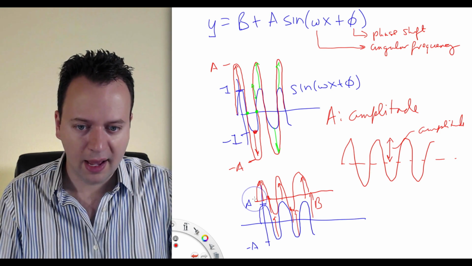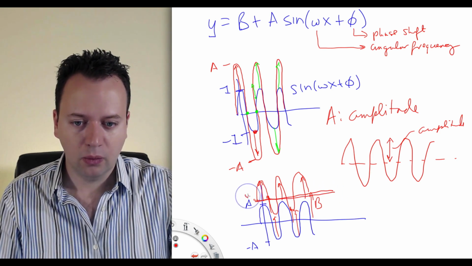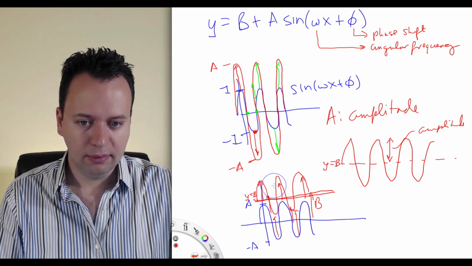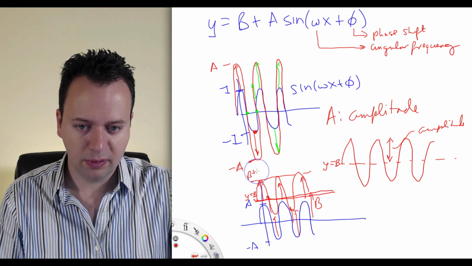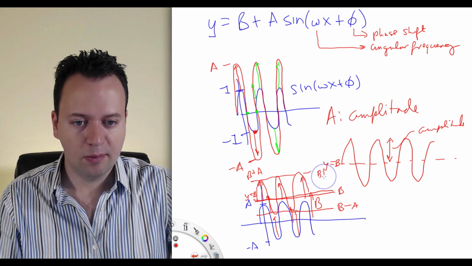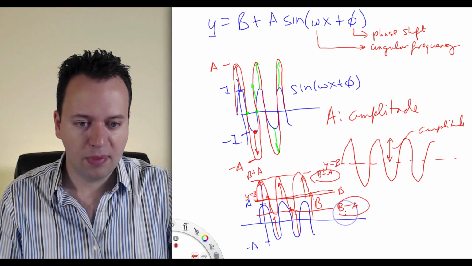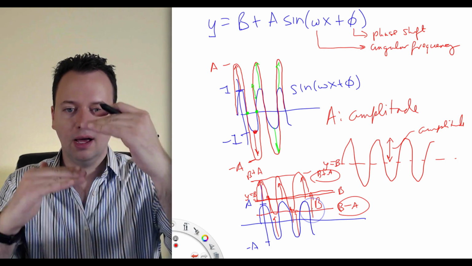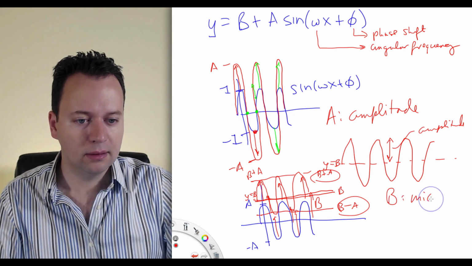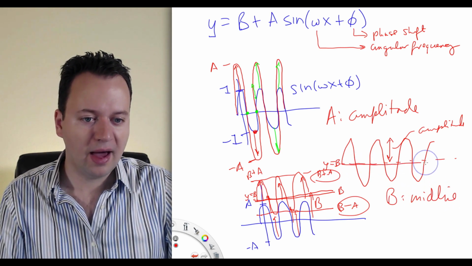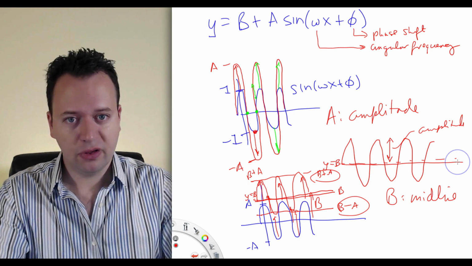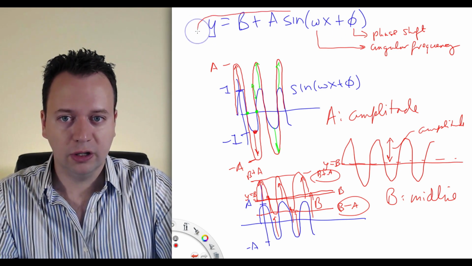Which means the center line is now at y is equal to b. Here we have y is equal to b, the top of this peak is at b plus a, and the bottom of the graph is at b minus a. So b is the center, b plus a is the top peak, and b minus a is the bottom peak, because everything got shifted up by b. For that reason, b is called the midline. b gives you the y value of the center of the sine wave. And that's basically everything you need to know about this general trigonometric function.